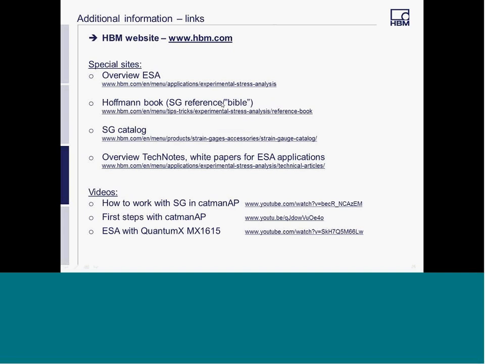Then the Hoffman book. I call it the Bible. That's really a strain gauge reference. 250 pages, really in-depth knowledge about strain gauges and how to work with them. And you can download this Bible free of charge below that link. The strain gauge catalog, which gives you an overview of all our strain gauges, can be downloaded here, and a lot of tech notes, white papers, also video on how to apply strain gauges step by step, you can find under these technical articles.